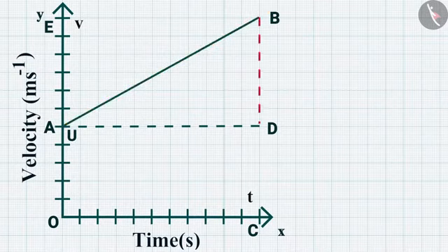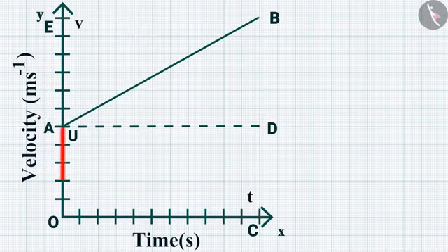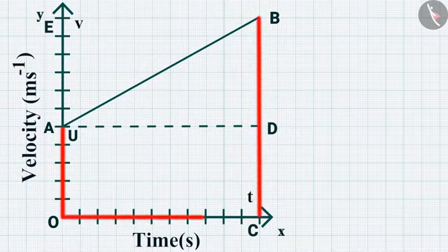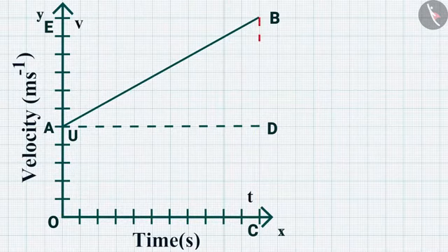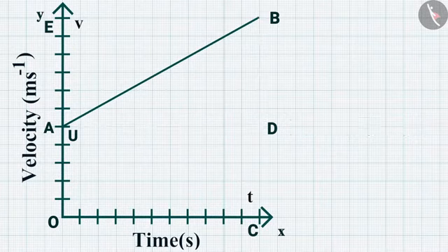Draw two perpendicular lines BC and BE from point B to the x-axis and y-axis respectively. Now OA is the initial velocity, BC is the final velocity, and OC is the time interval t. The change in velocity is shown by the line BD, where BD is equal to BC minus CD. Now, let's draw a line AD parallel to OC.